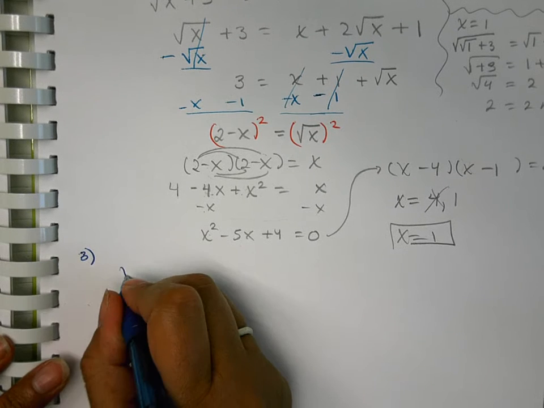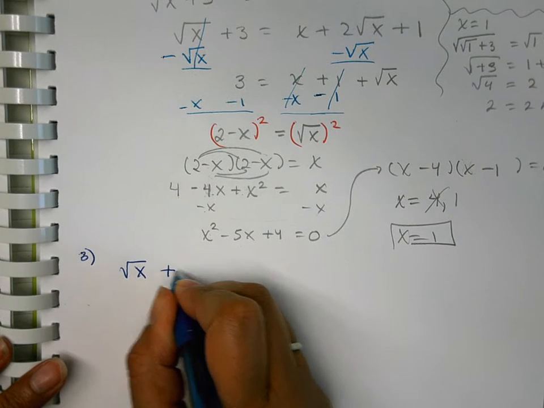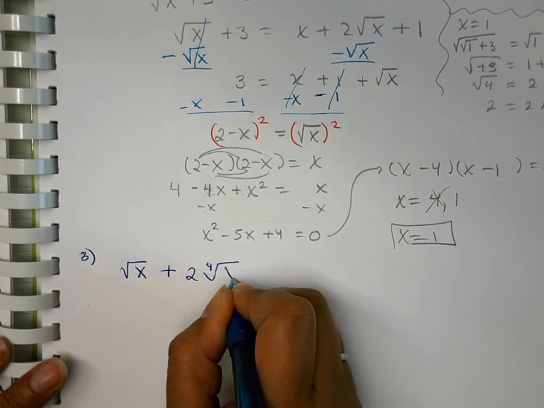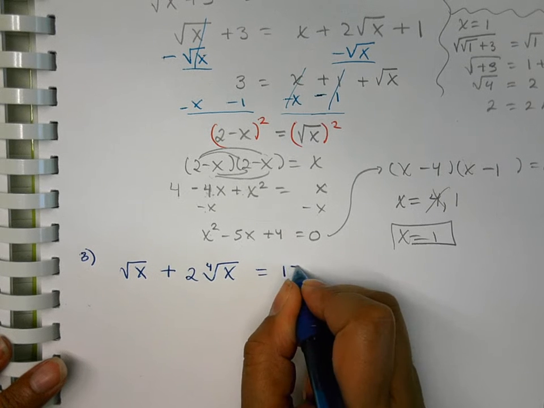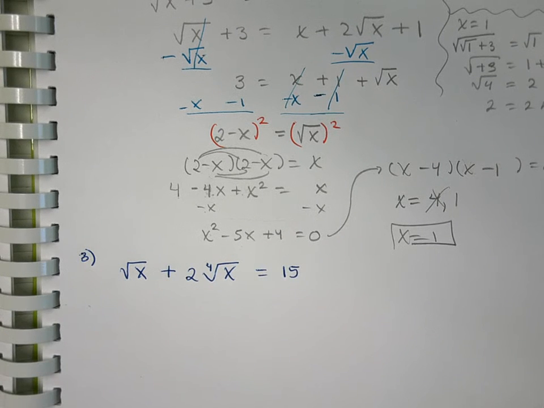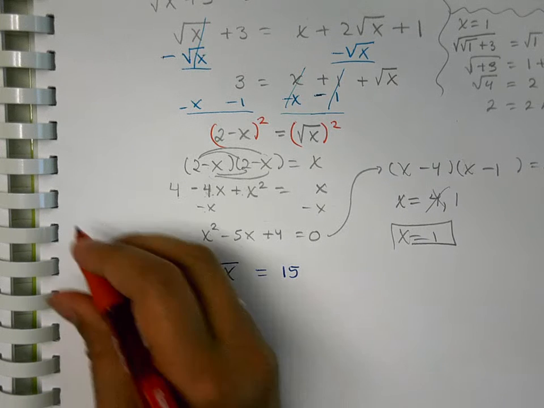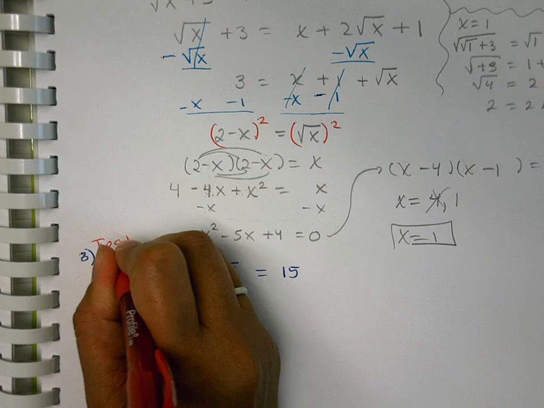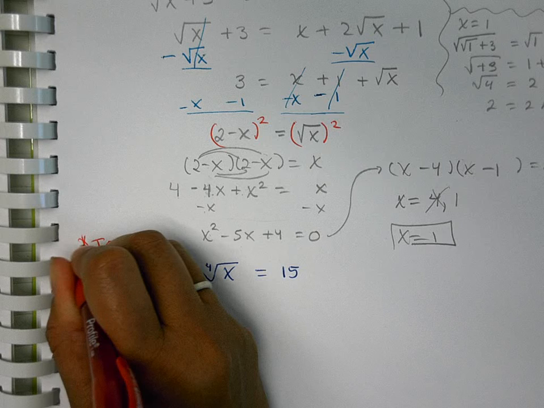Number 3. Root x plus 2 times the 4th root of x equals 15. Probably the most missed on the test. Even though I tell kids, look out for this one, be careful with this one.